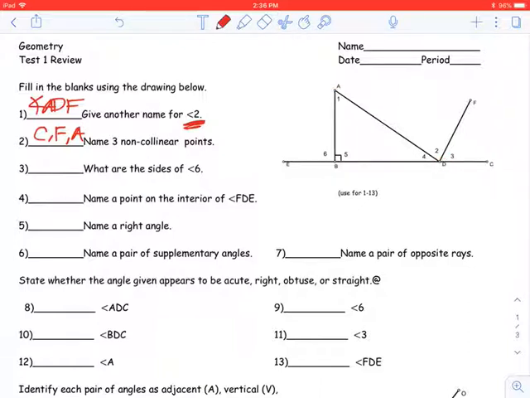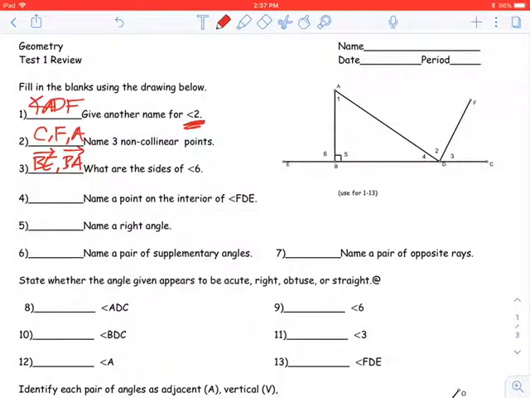All right, so what are the sides of angle 6? So find angle 6. Here's angle 6. So the 2 sides are EB or BE and AB or BA. Again, you always want to start with the vertex. So in that case, it's going to be BE and BA.